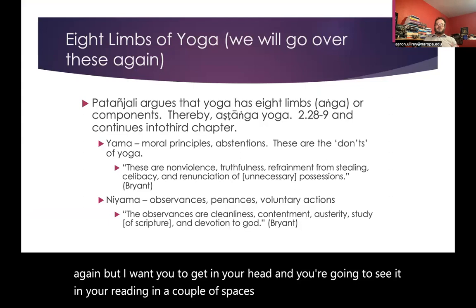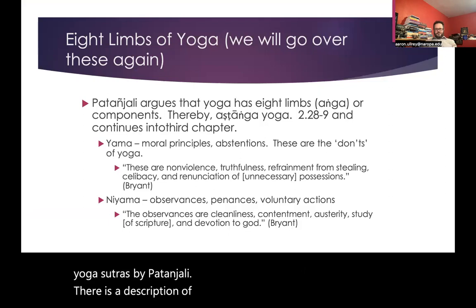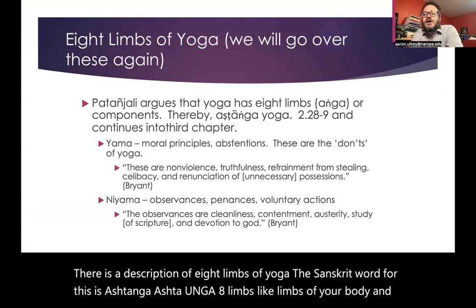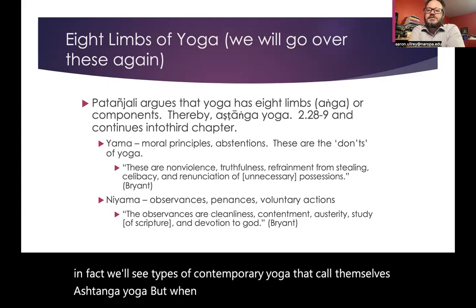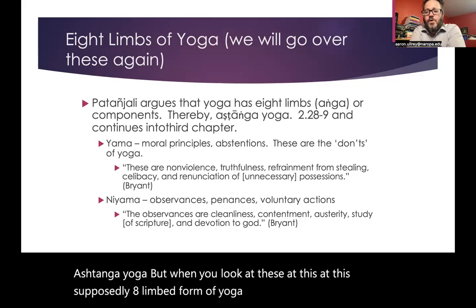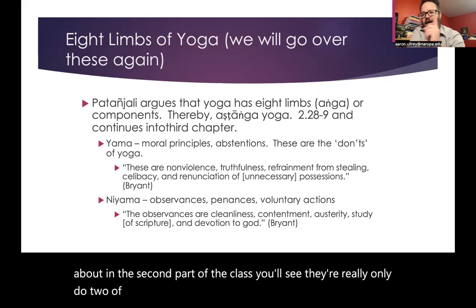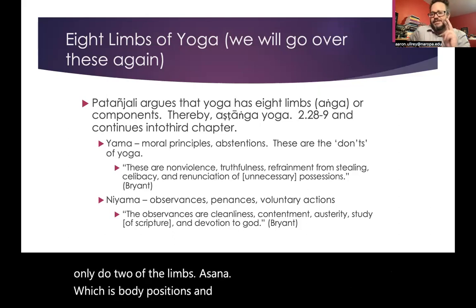In the Yoga Sutras by Patanjali, there's a description of 8 limbs of yoga. The Sanskrit word for this is ashtanga, 8 limbs, like limbs of your body. In fact, we'll see types of contemporary yoga that call themselves Ashtanga yoga. But when you look at this supposedly 8-limbed form of yoga, which we'll talk about quite a bit in the second part of the class, you'll see they really only do 2 of the limbs: asana, which is body positions, and pranayama, very specific breathing techniques. And for the most part, it's just asana.